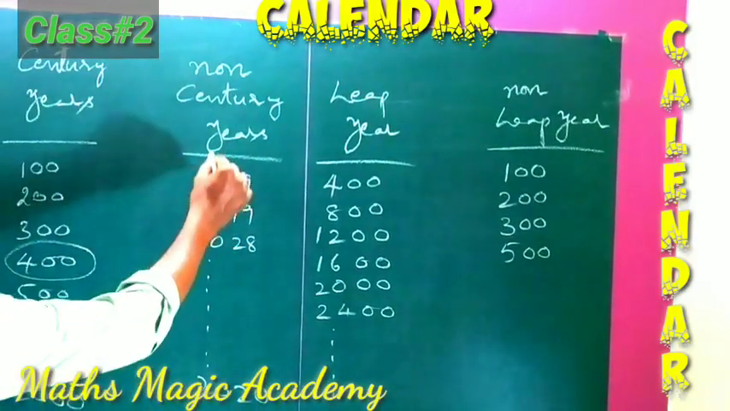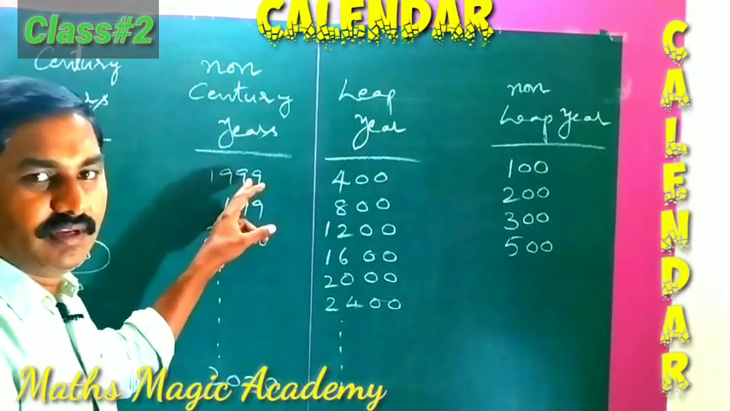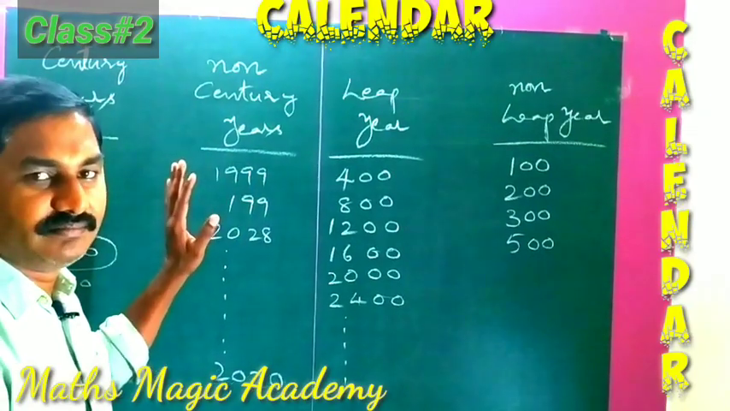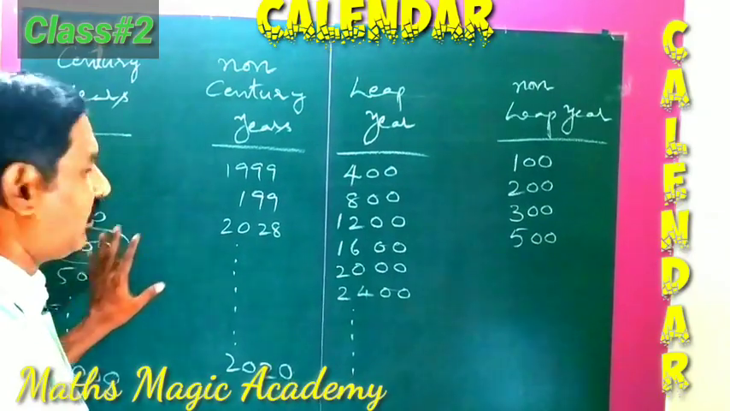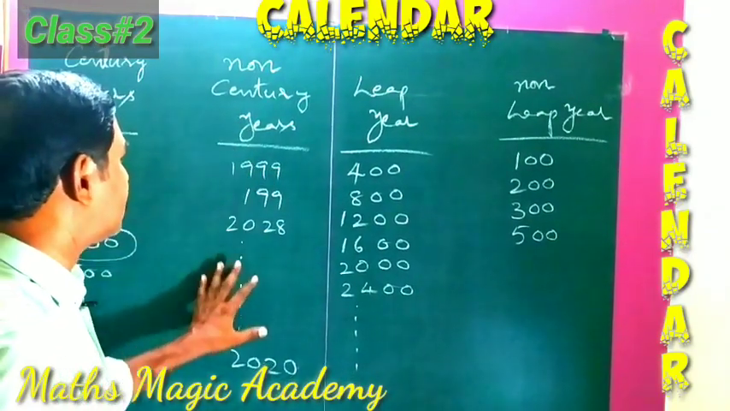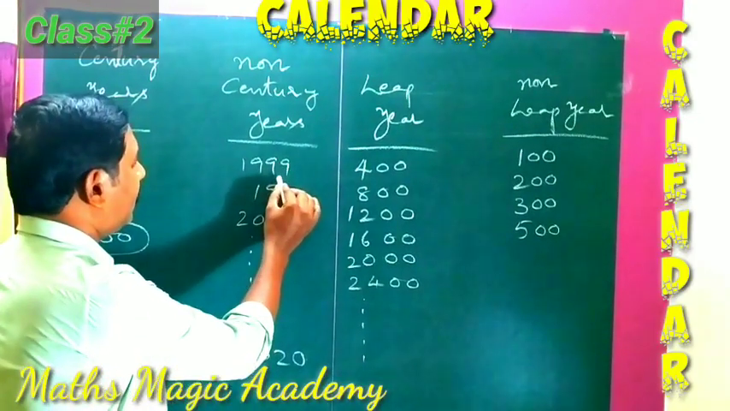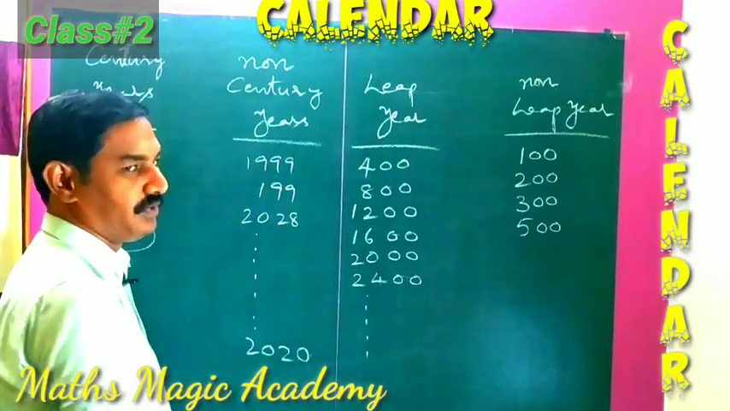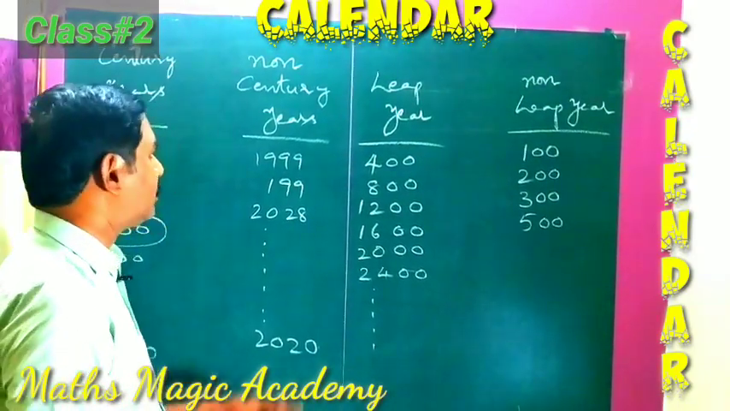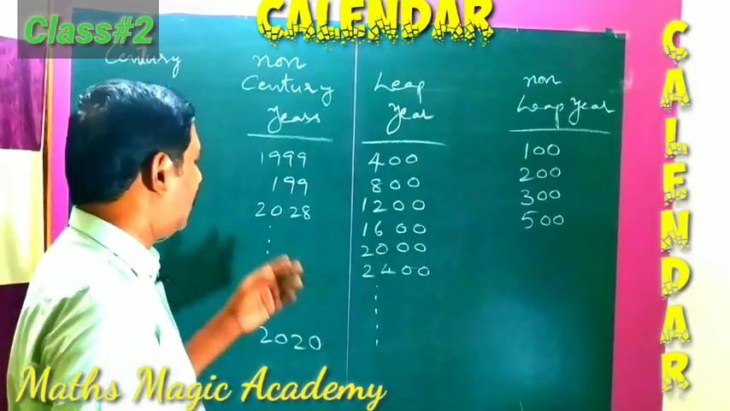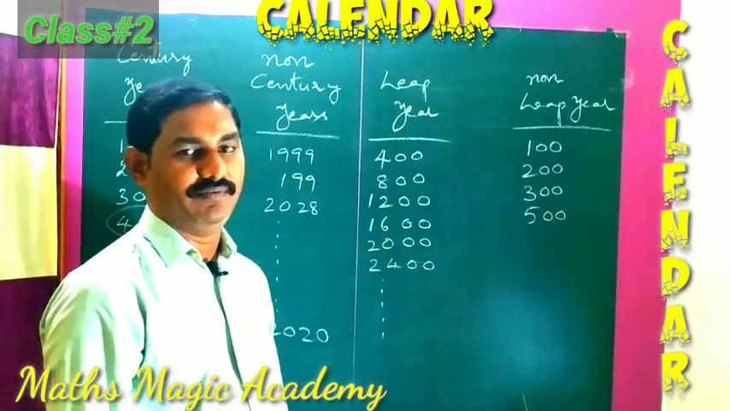And coming to non-century years, these are years which are not a multiple of 100. Multiples of 100 are considered century years, and those not a multiple of 100 are considered non-century years. In these non-century years, if the last 2 digits are divisible by 4, then those years are leap years, and those which are not divisible by 4 are non-leap years.